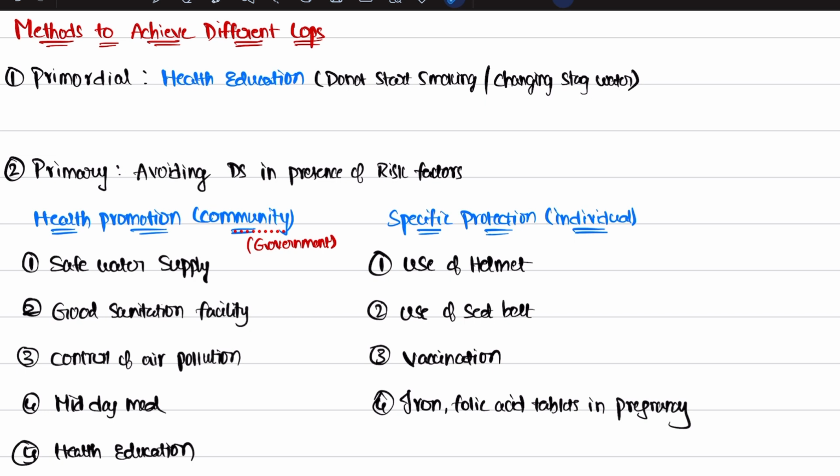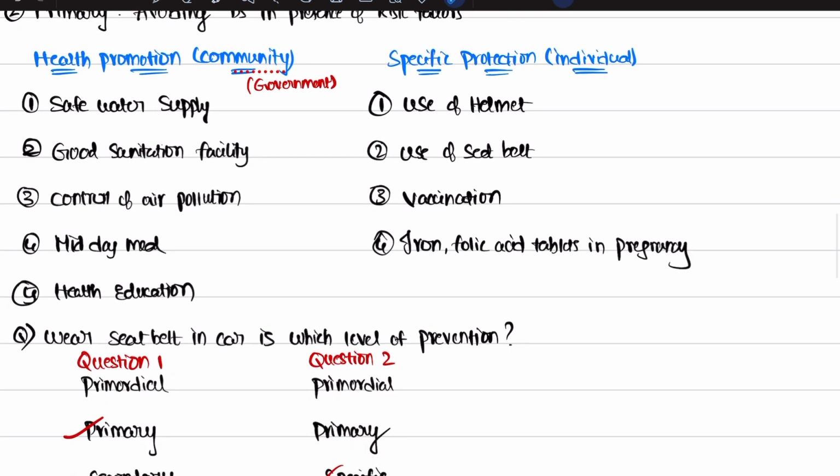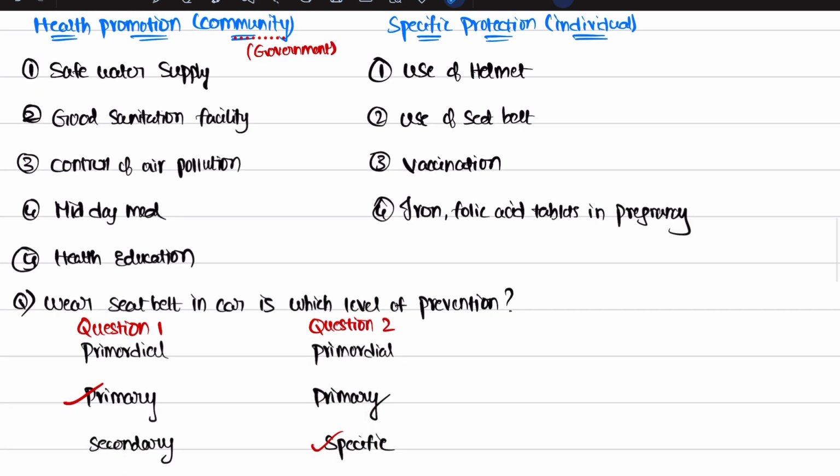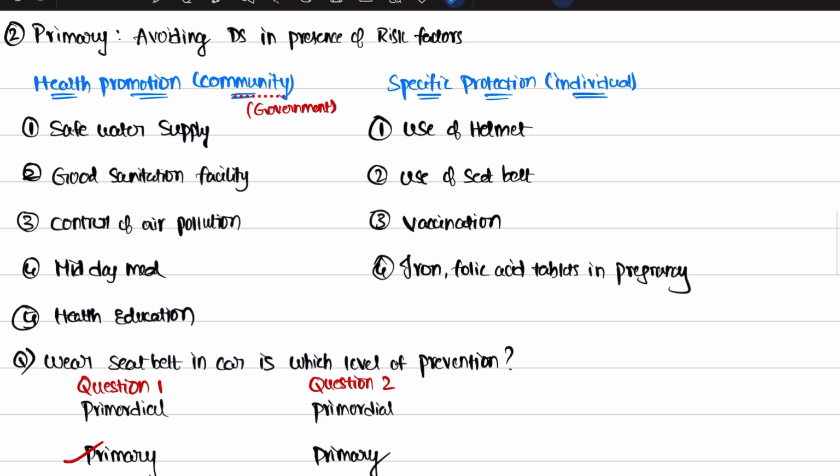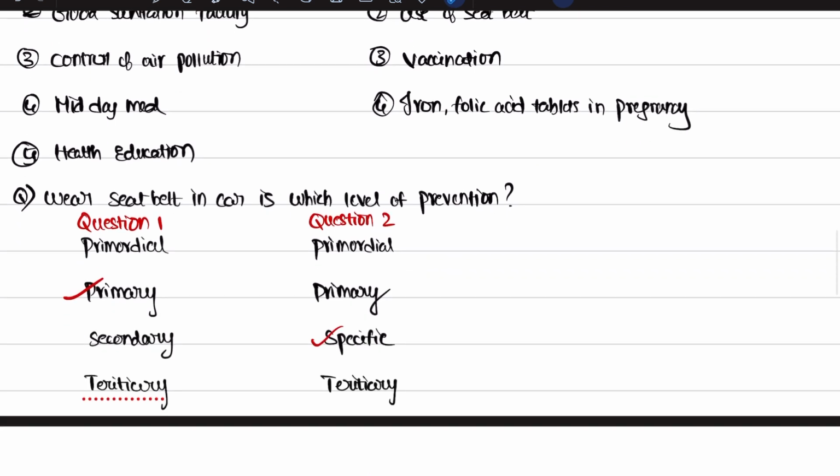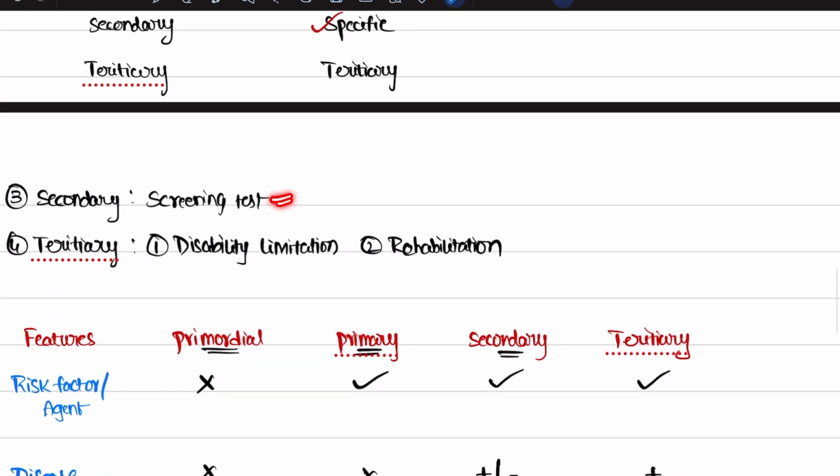In health promotion, whatever things we follow when the government orders us to follow, or any advertisements given in the TVs or in newspapers, it all comes under health promotion. And specific protection is whatever we are doing only for ourselves to protect ourselves, by wearing the helmet, by using the seat belt, by vaccination, by giving iron folic acid to a pregnant lady. It all comes under the specific level of prevention. Okay. And in secondary, all the screening tests come under the secondary level of prevention.